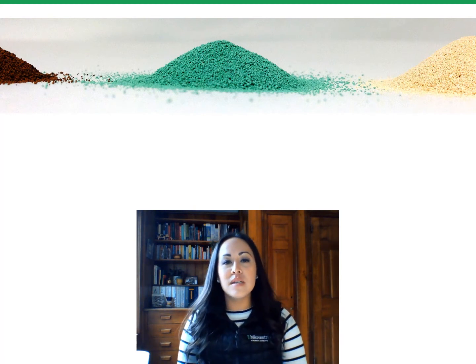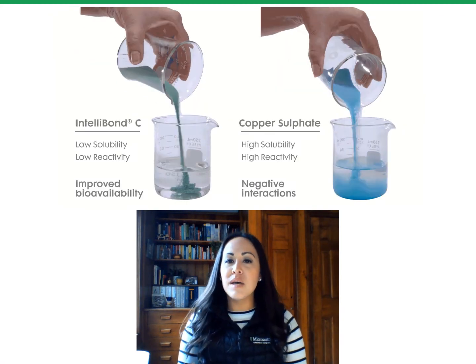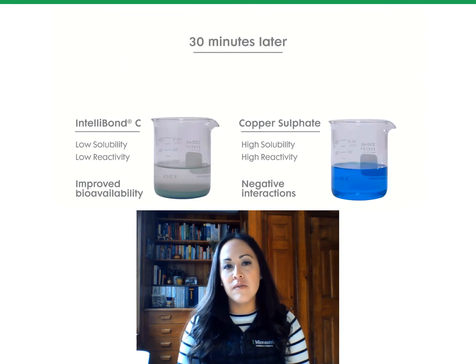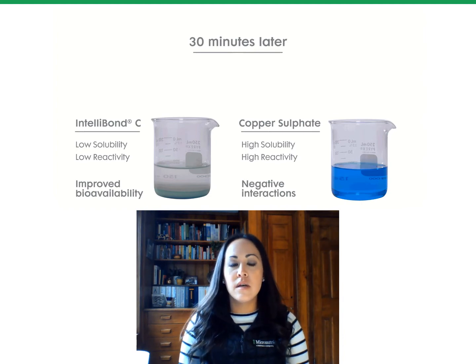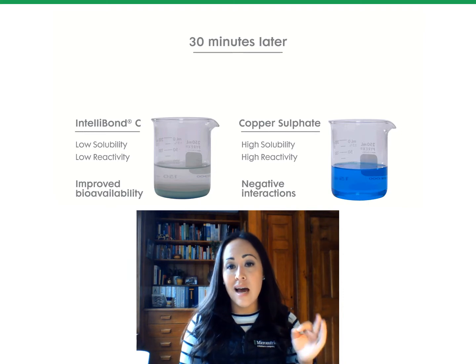For example, when you pour Intellibon into a beaker of water, it behaves very differently than a copper sulfate. The Intellibon sinks to the bottom, whereas that copper sulfate dissolves into solution. So these differences in solubility then lead to really big differences in how these trace minerals perform within the animal.